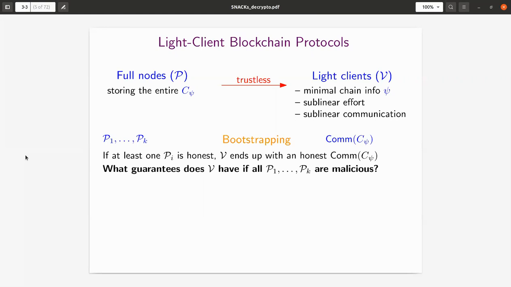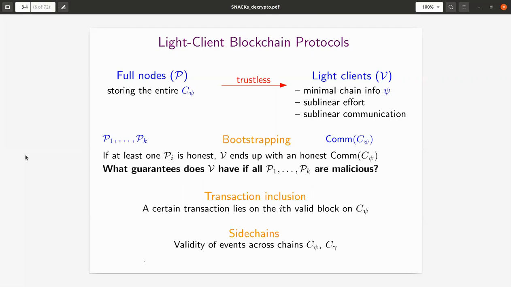And along the way, we will do other applications of interest like transaction inclusion. Maybe some prover wants to convince a verifier that a transaction TX occurred on a blockchain in the ith block, and so on and so forth. You have also the other application of sidechains, in which you are concerned about the validity of events across different blockchains.